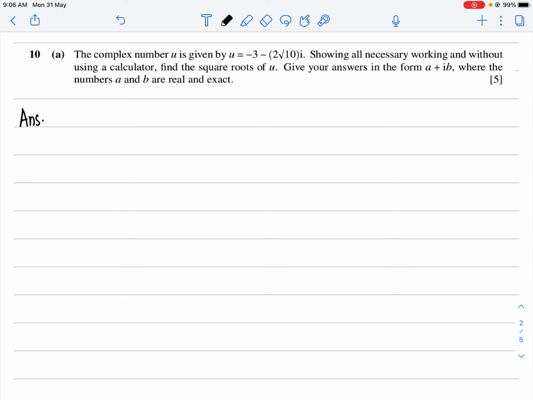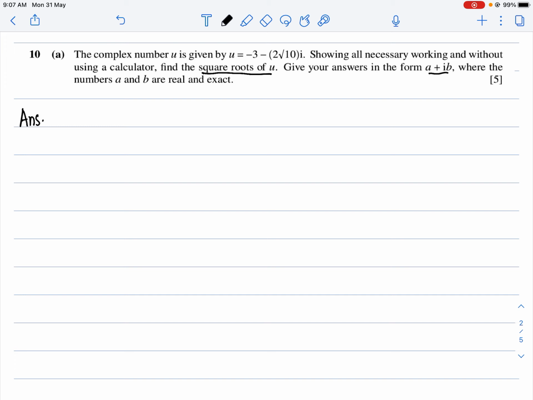This is the 10th question of the paper. As you can see, there's the complex number u, which is given by -3 minus 2 root 10 i. Showing all necessary working, and without using the calculator, find the square roots of u. Give your answers in the form a plus ib, where the numbers a and b are exact and real.